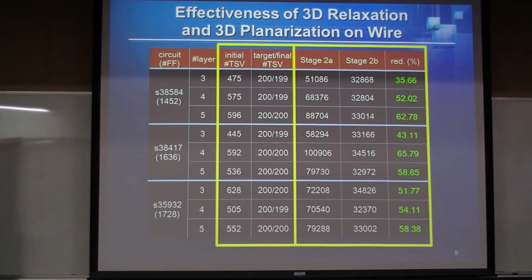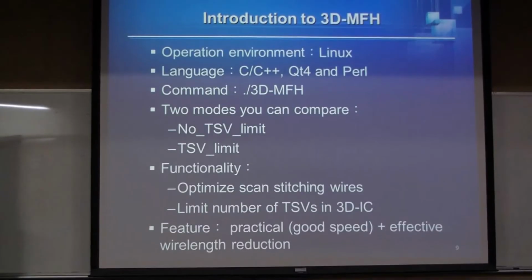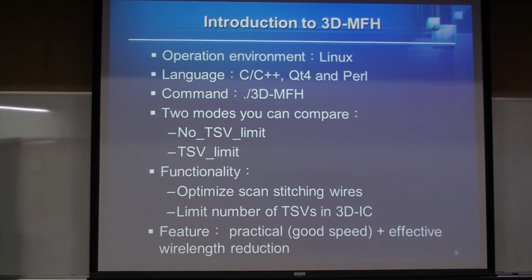When the 3D relaxation is used to constrain the number of TSVs, the number of TSVs will be limited by an arbitrary number specified by the user. However, 3D relaxation will degrade the length of scan stitching wire shown by 2A. Therefore, 3D planarization will be applied and the results are recorded in stage 2B. The improvement from stage 2A to stage 2B varies from 35% to 62%. This is a brief introduction to 3D-MFH.